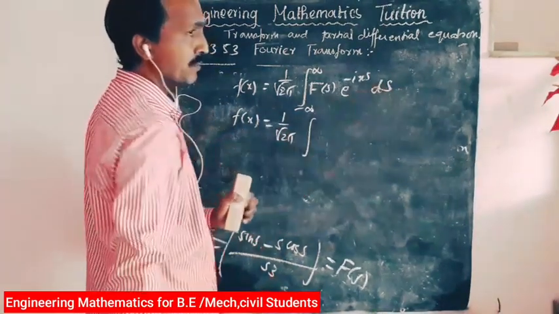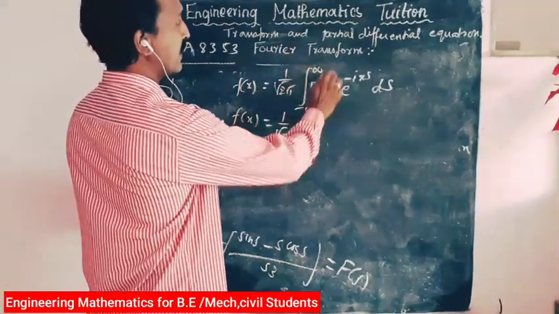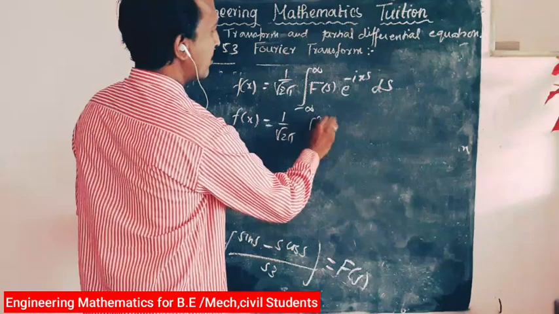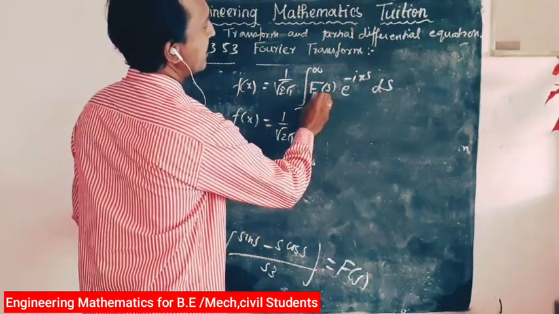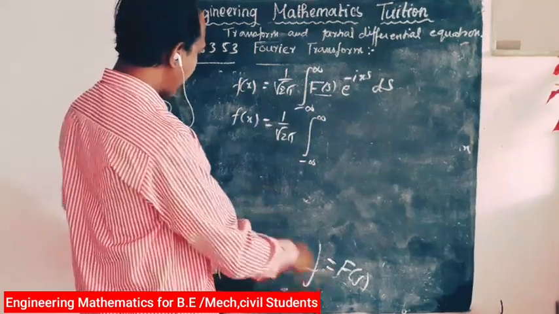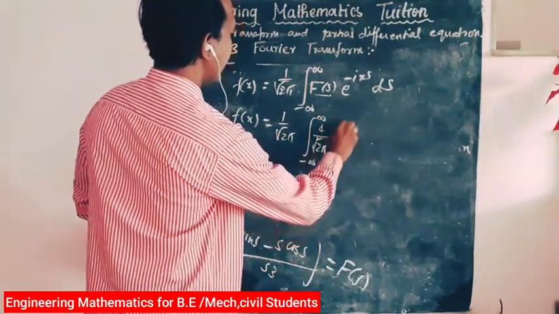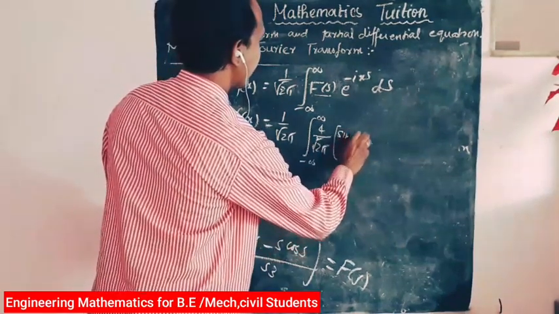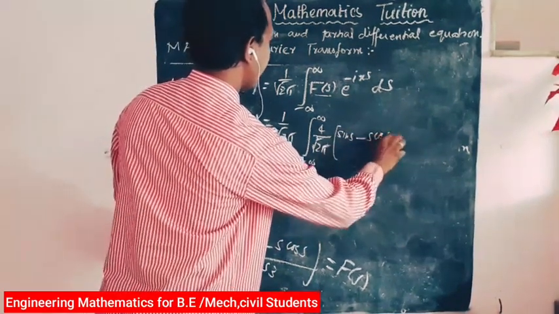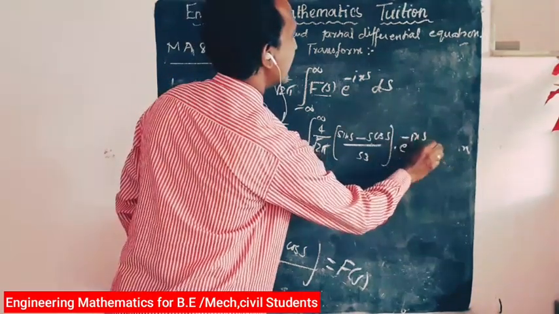Generally, for the Fourier transform the range is minus infinity to plus infinity. So, that does not change this limit, that is minus infinity to plus infinity. Capital F of s means this is the Fourier transform, which we have already found, that is 4 by root of 2 pi into sin s minus s cos s by s cube, in the e power minus i x s ds.